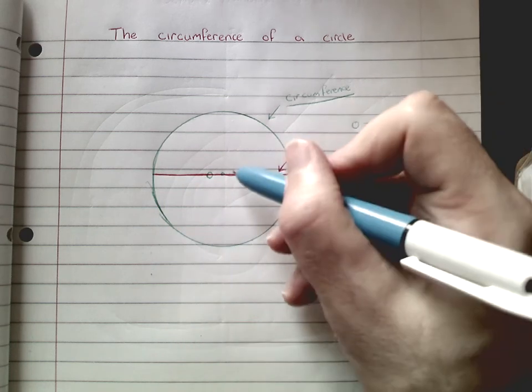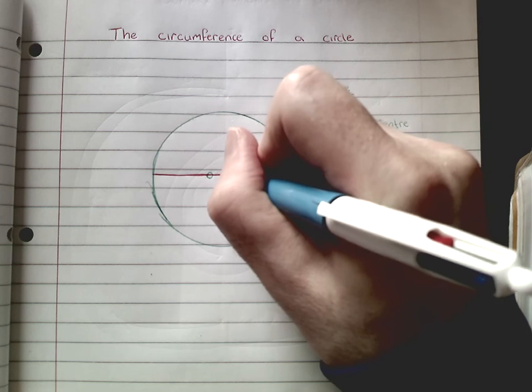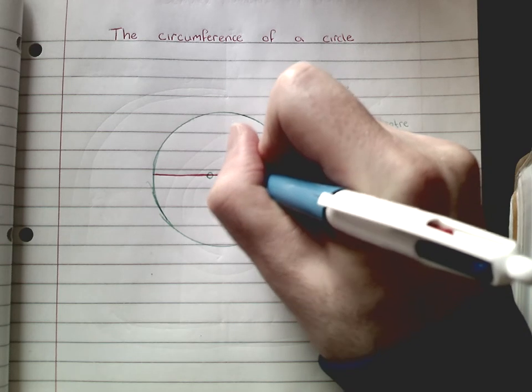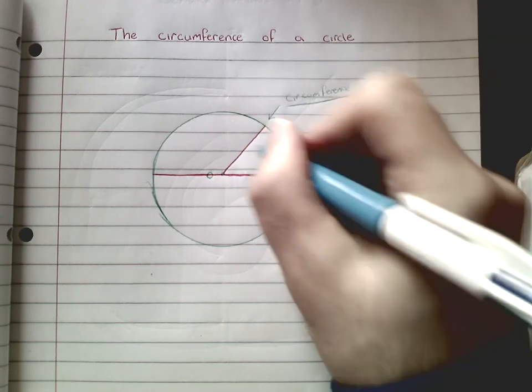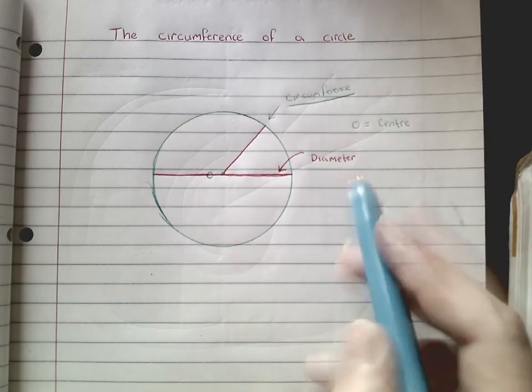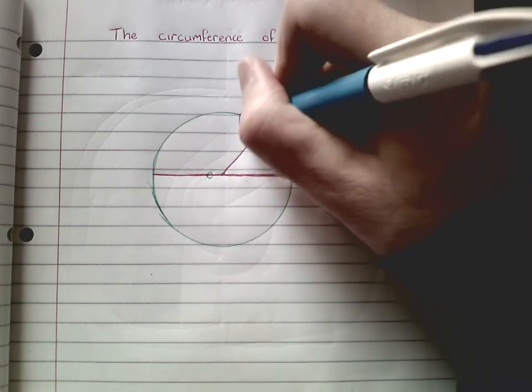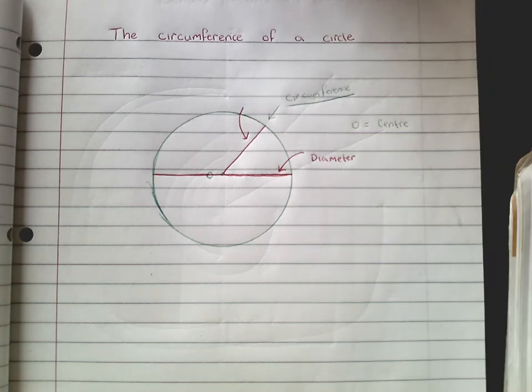Now if I was to take this diameter and split it in half, or take a point and draw a line from the middle point just out to the boundary, this line here, which is half of the diameter, is what's known as the radius.